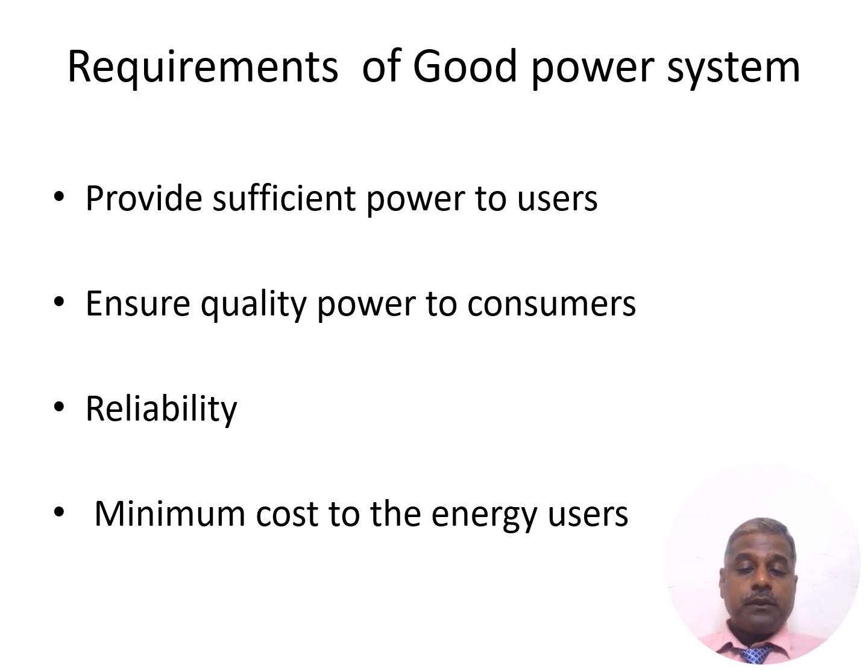The first topic of unit 1 is the requirement of power system. What are the main requirements of a good power system? First, the power system should provide sufficient power to the customers. Not only sufficient power, we also have to provide quality power to the customers. Quality means that if you are supplying AC voltage, we have to provide a pure sinusoidal voltage waveform to the customers.